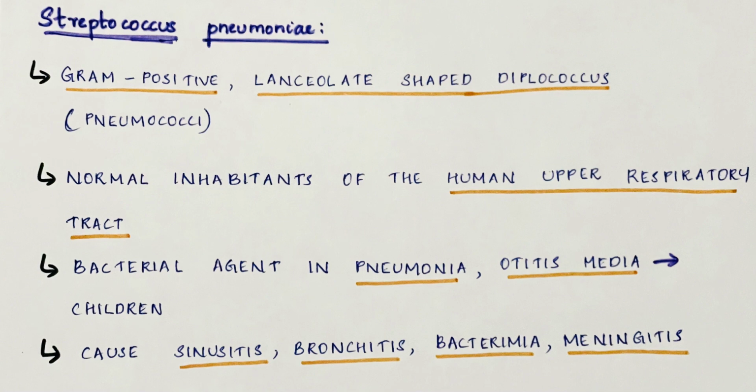They can also cause sinusitis, bronchitis, bacteremia, meningitis and other infections. Sinusitis is an inflammation of air-filled cavities around the nasal passages. Bronchitis is the inflammation of bronchial tubes which carry air to the lungs. Bacteremia is the presence of bacteria in the bloodstream. Meningitis is the inflammation of the membrane surrounding the brain and spinal cord.